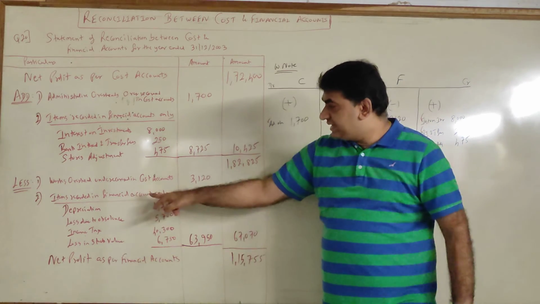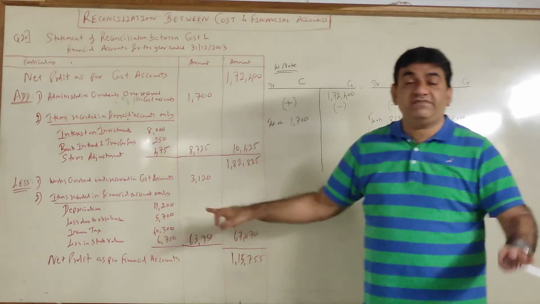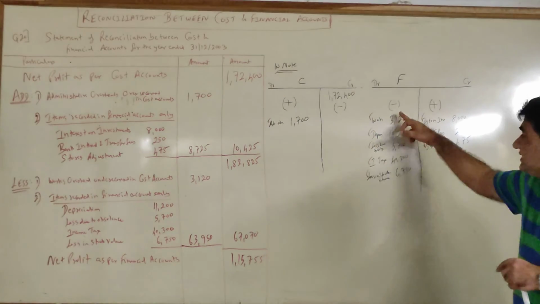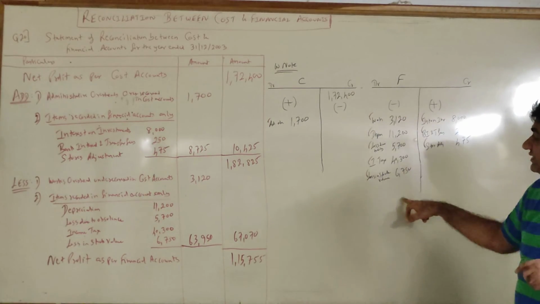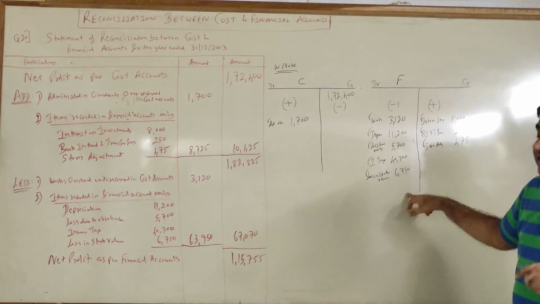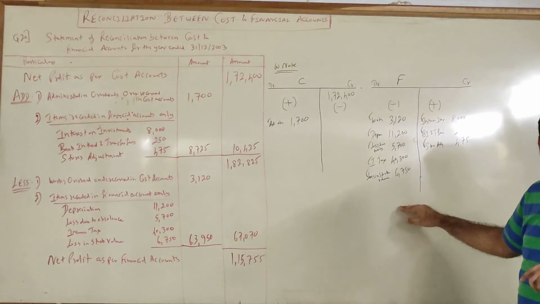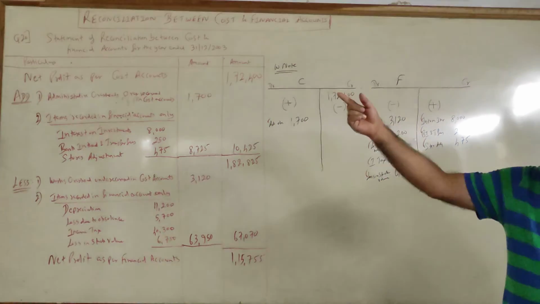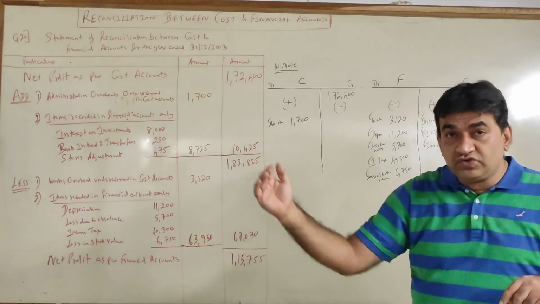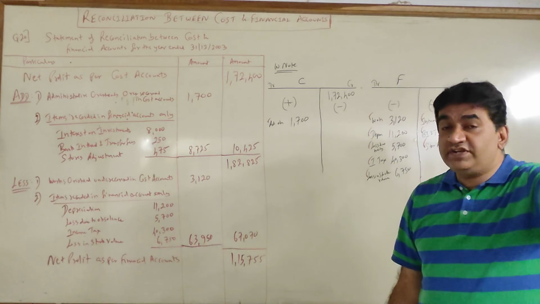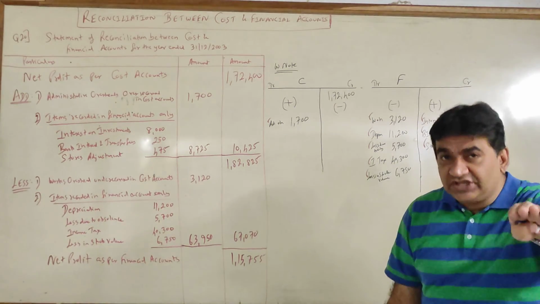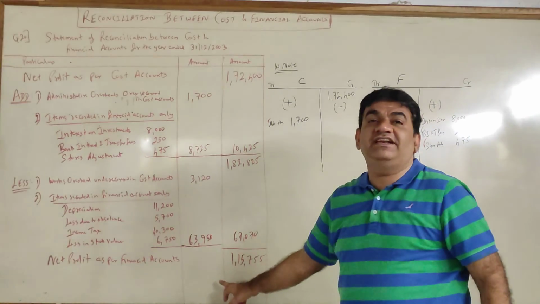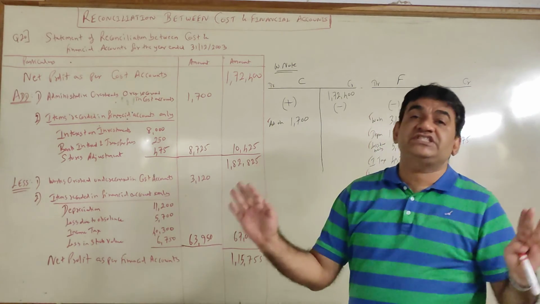Getting it? Same thing here. Items recorded in financial accounts only. These are debits. Because of these debits, my finance profit is less. Finance profit is less, that means costing is more. I want to come from cost to finance. So costing profit is more. I want to match it with finance. Therefore, I will deduct. This is the logic.